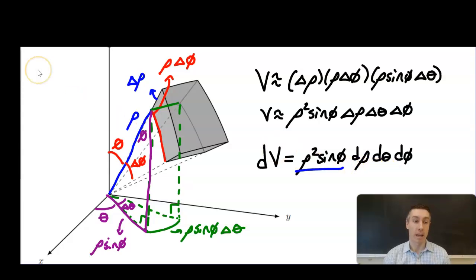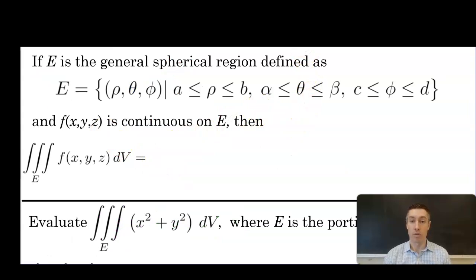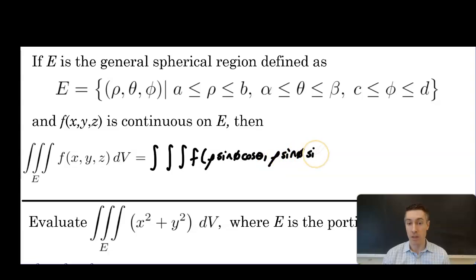If E is the general spherical region defined as the set of all points rho, theta, and phi, such that rho is bound from a to b, theta is bound from alpha to beta, and phi is bound from c to d, so all constant bounds, and we have a continuous function on the region E, then we can define the triple integral as the iterated integral of this function converted to spherical. So it's going to be a bit of writing here. x is rho sine phi cos theta. y is rho sine phi sine theta. z is rho cosine phi.